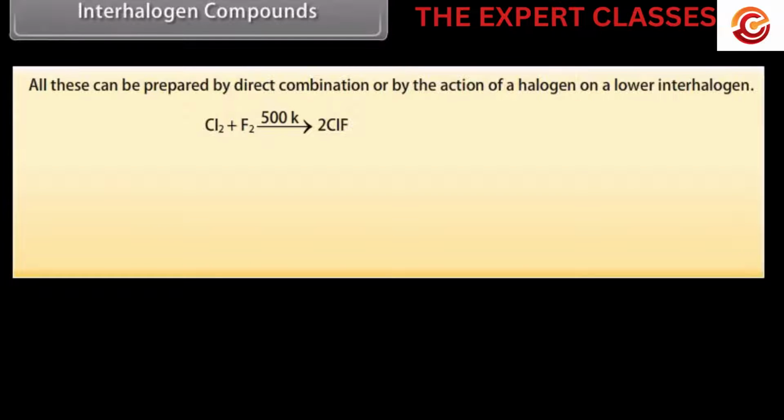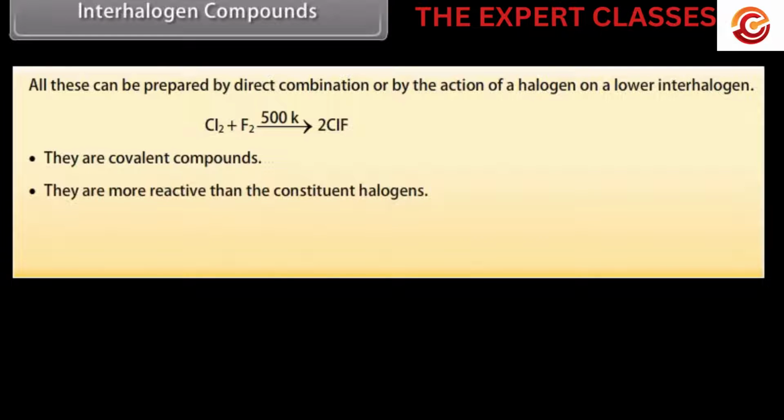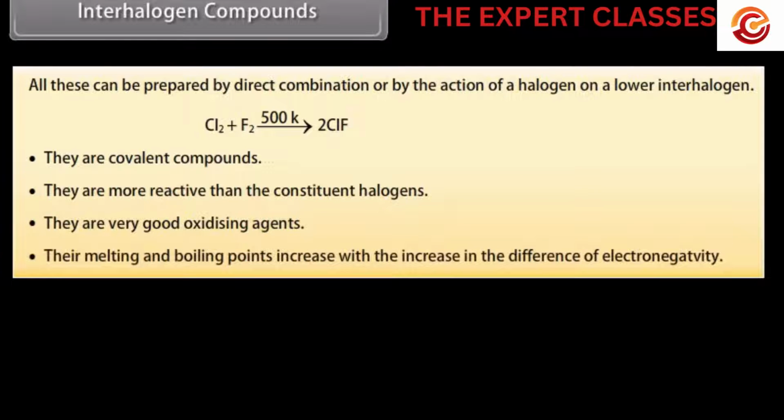All these can be prepared by direct combination or by the action of a halogen on a lower interhalogen. They are covalent compounds. They are more reactive than the constituent halogens. They are very good oxidizing agents. Their melting and boiling points increase with the increase in the difference of electronegativity.